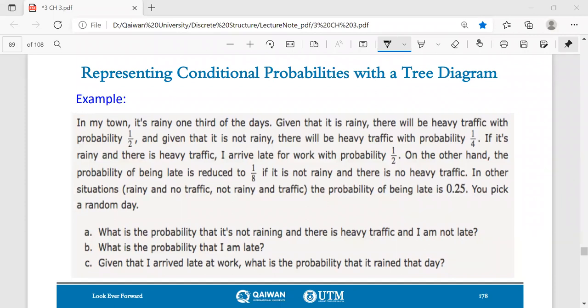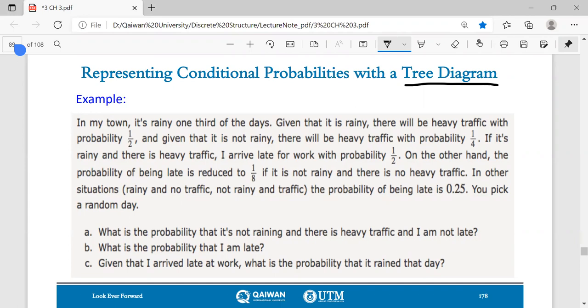We now have representing conditional probabilities with a tree diagram. Here in this example, we use a tree diagram for finding the conditional probability.